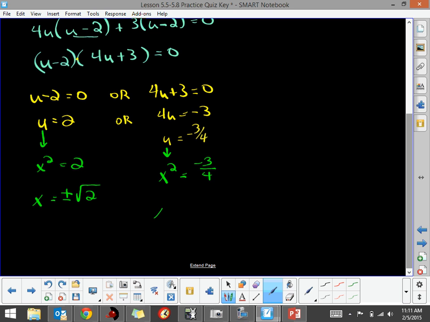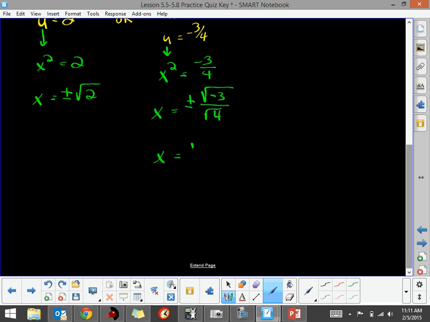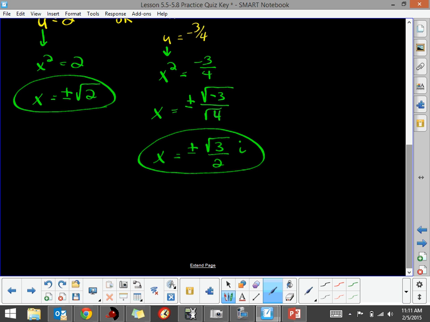On the other one, we want to replace u with x squared, and that's equal to negative 3/4. So we want to take the square root of both sides, so it's plus or minus the square root of negative 3 over the square root of 4, and then we can simplify those. So x is equal to plus or minus the square root of negative 3, which is just the square root of 3 i, and the square root of 4 is 2. So there's 2 solutions, and there's another 2 solutions, a total of 4, just as our fundamental theorem of algebra says we need for 2c.